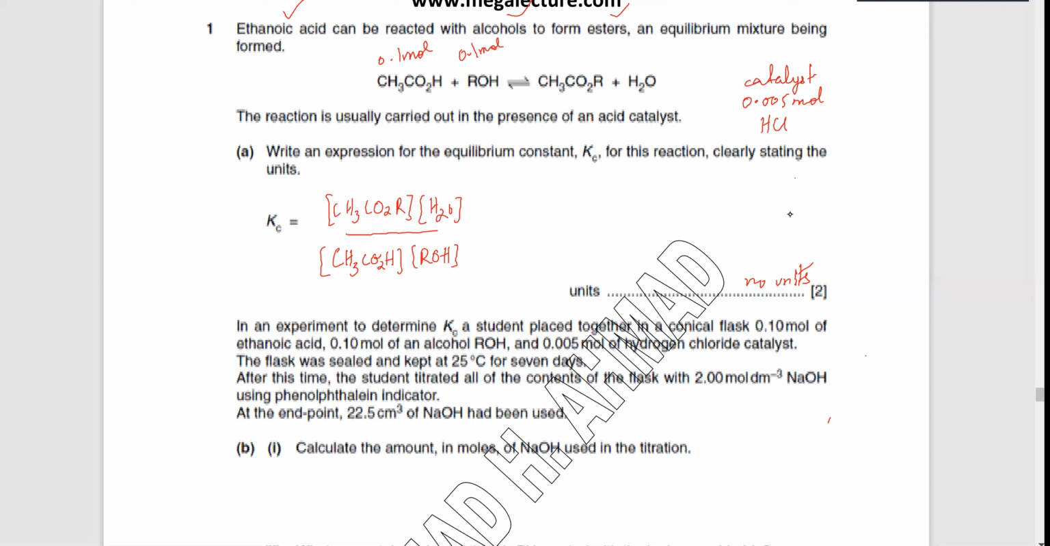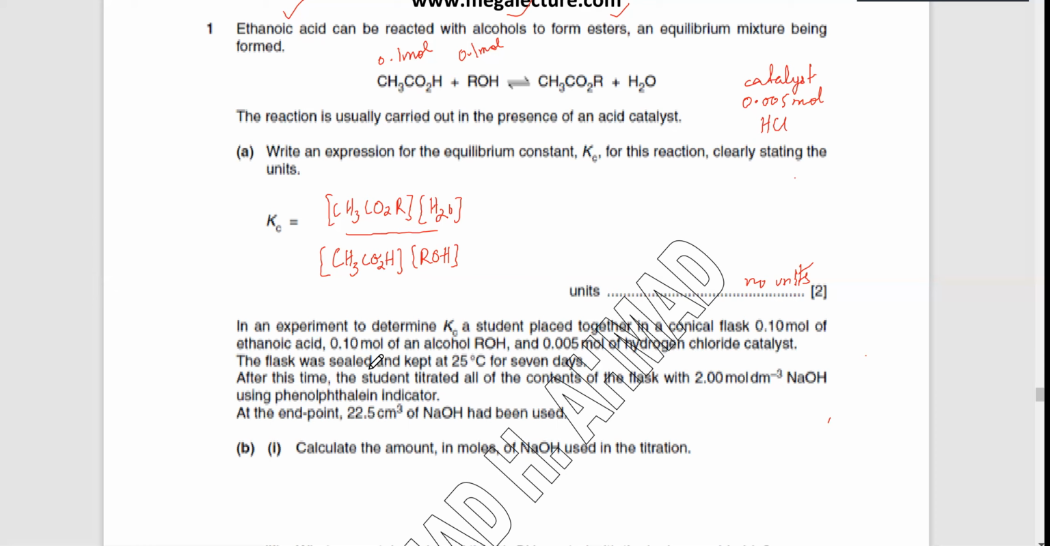So catalysts remain unchanged. So they're not getting used up. They're not getting produced. I mean, they're a catalyst, okay? So they don't bother with the equilibrium. They just speed up the equilibrium. So the catalyst has no other role except for speeding up the reaction. So there's 0.005 moles of HCl catalyst.